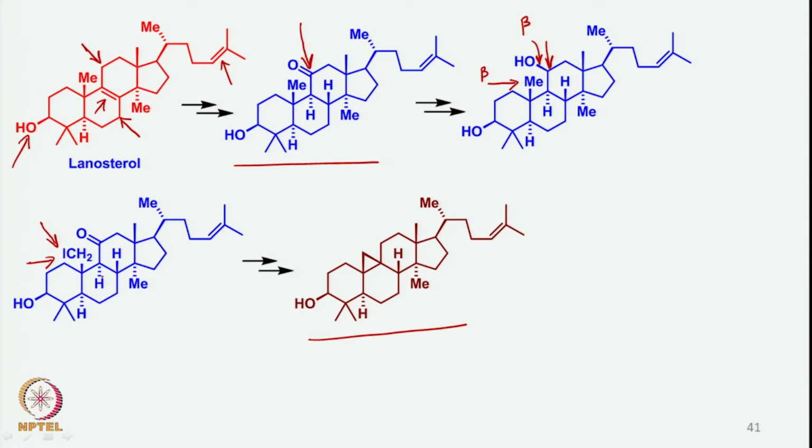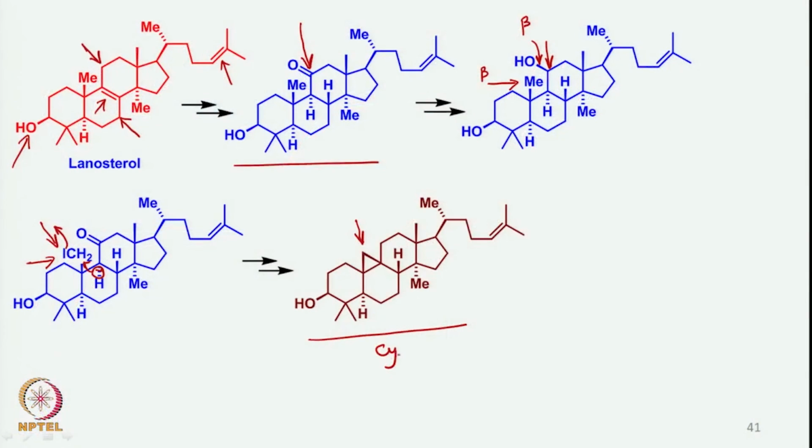And now once this has happened, they used a strong base to deprotonate this particular hydrogen here, and then this negative charge attacked onto this particular carbon, and iodine goes as a leaving group, and eventually the cyclopropane ring is formed here. So this is a very interesting, celebrated example of conversion of lanosterol to another molecule, which is cycloartenol. Of course it involved many steps and protection and deprotection, but it was a very brilliant example of the power of the Barton reaction.